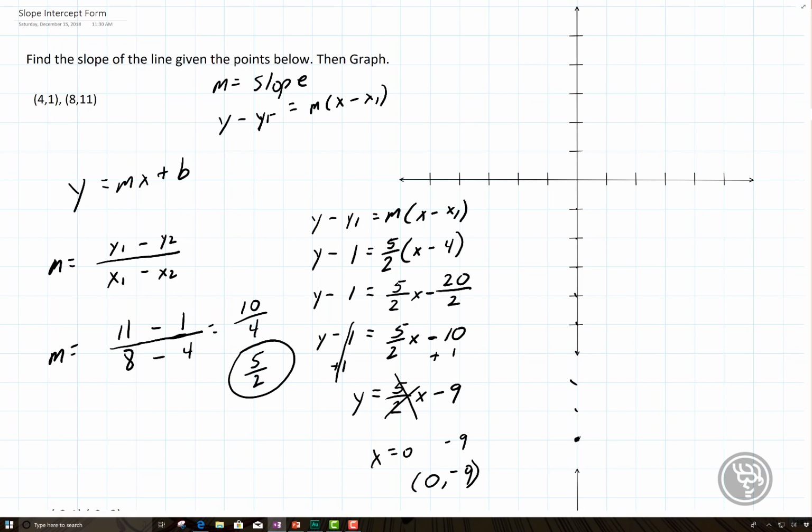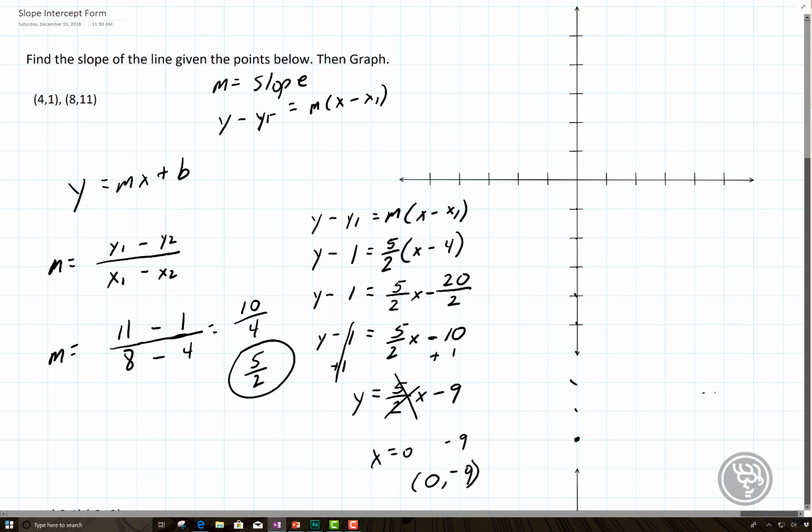So now we're just going to implement the rise over run, and we know that we read from left to right. So we're going to go this way, and it has to be positive. Let's go up 5 according to our slope. Our slope says 5 and then 2, rise and then run. So from here, we're going to go up 5: 1, 2, 3, 4, 5, then over 1, 2. So your second point is right there.